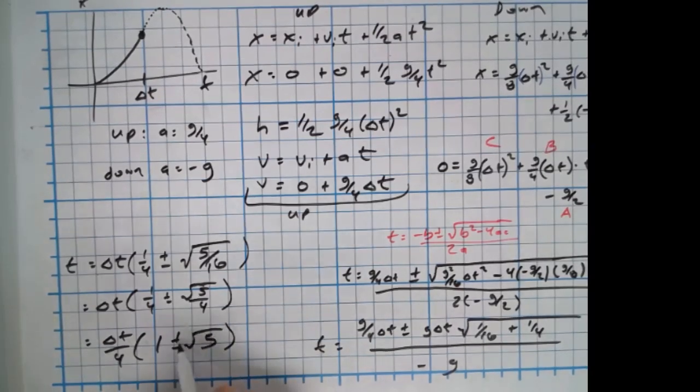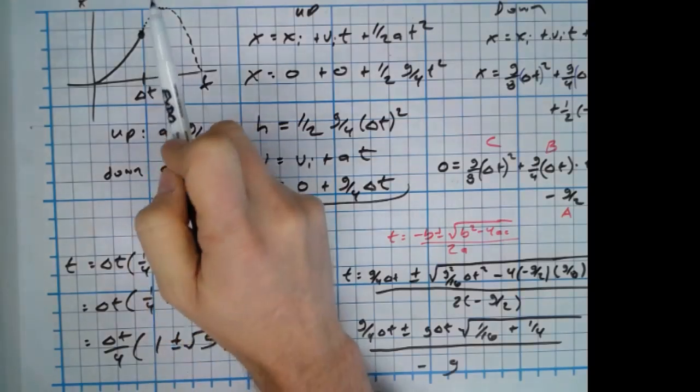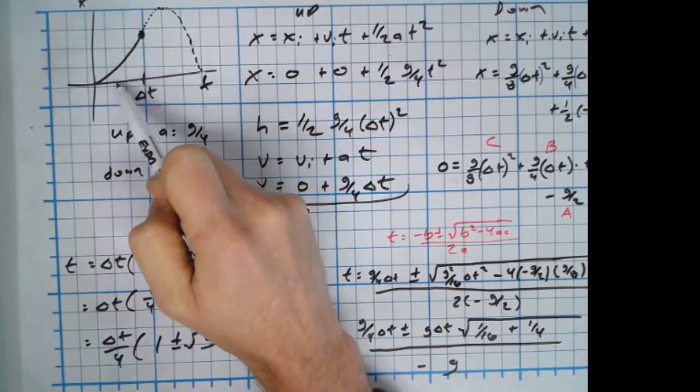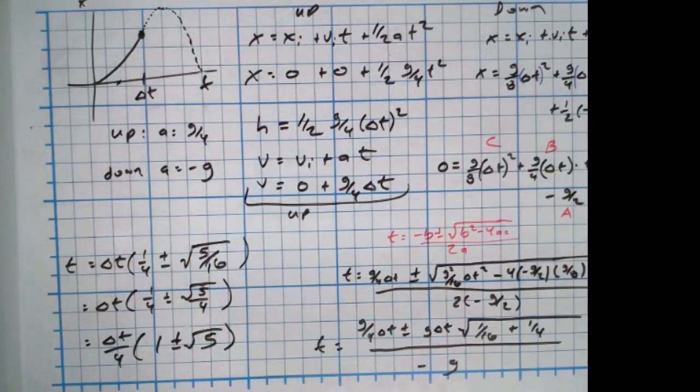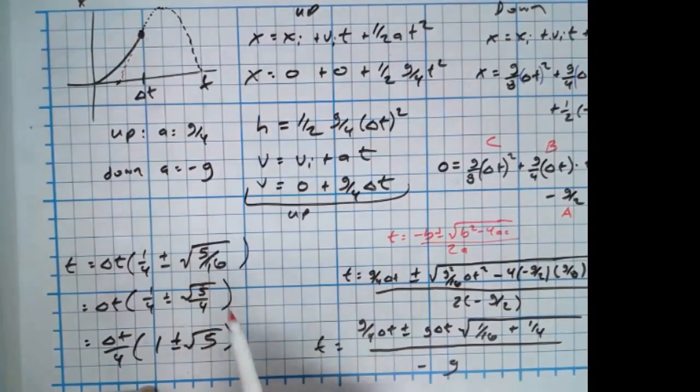Okay, which root do I want? Do I want the positive one or the negative one? So the negative one, 1 minus root 5 is like 1 minus 2 something. So that's a negative number. That's going backwards in time. That's on this parabola, that's tracing this backwards down here to when it would have been at 0 if you traced it backwards. That's not actually what happens.